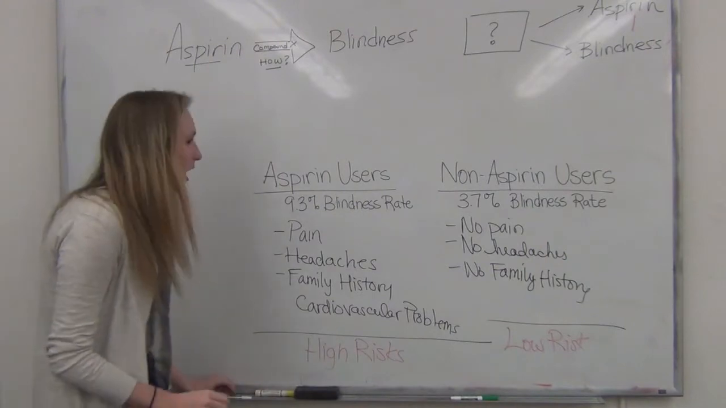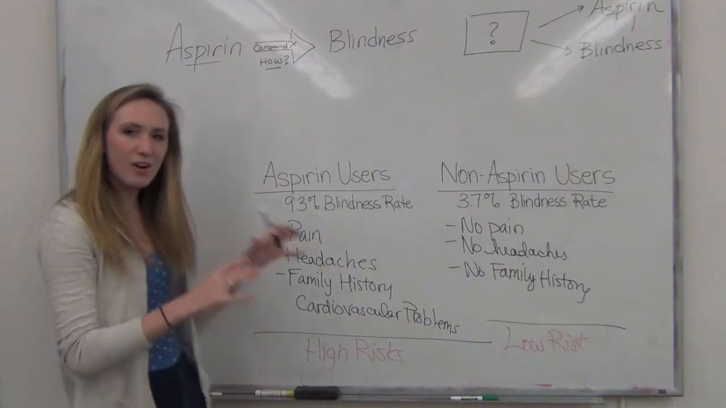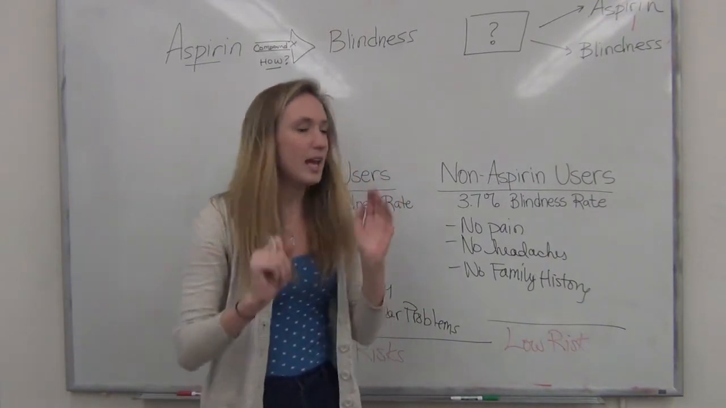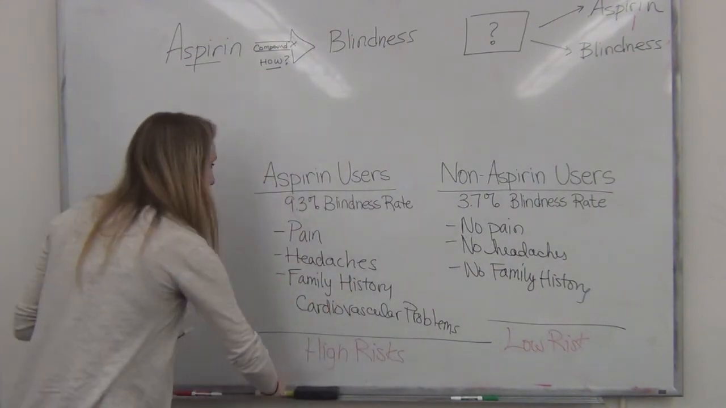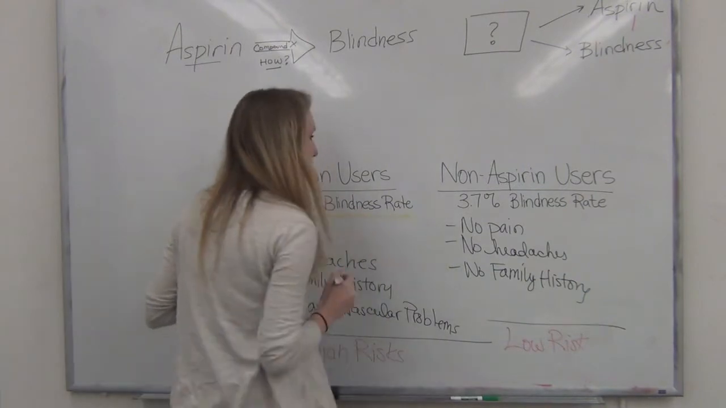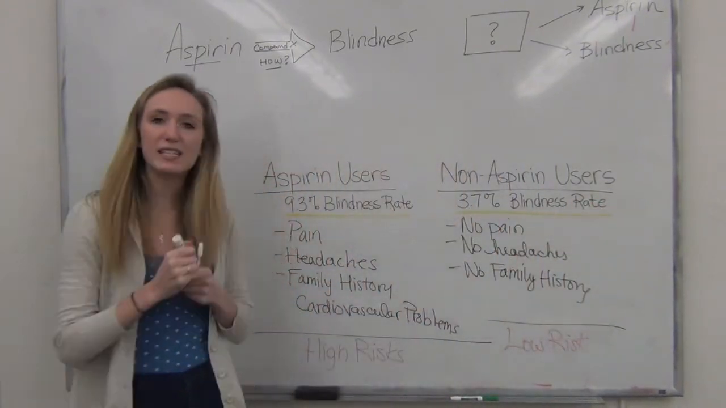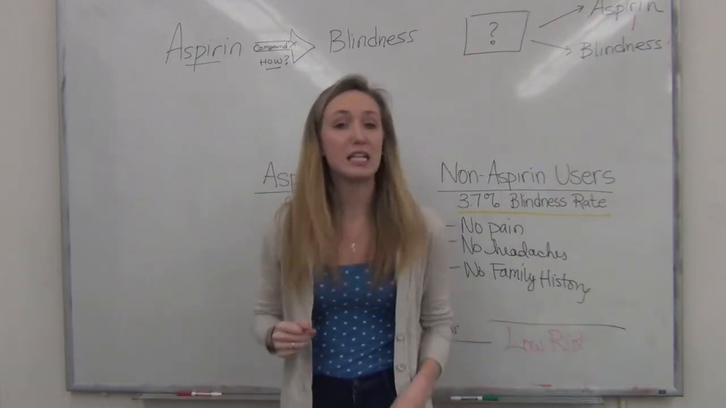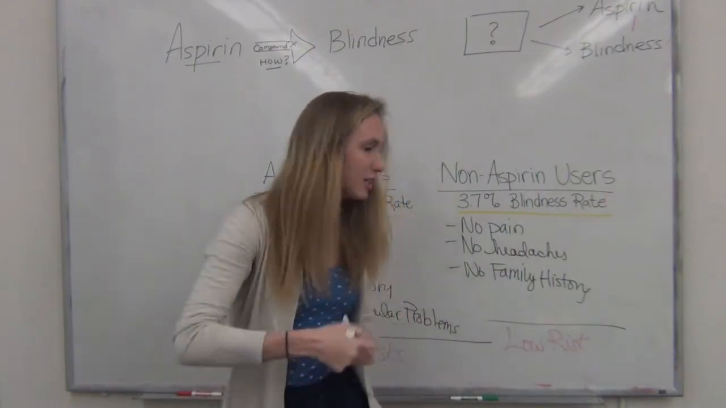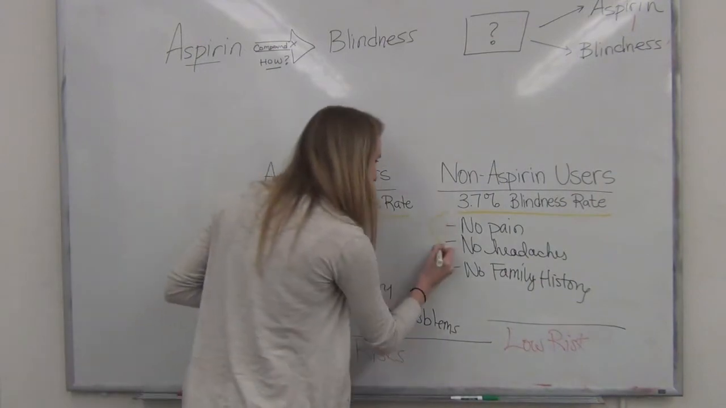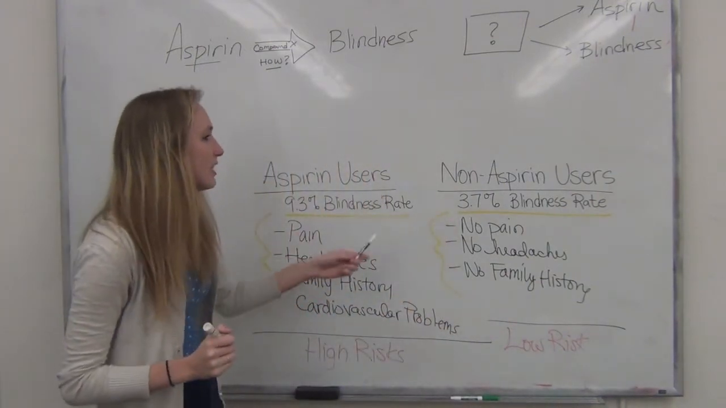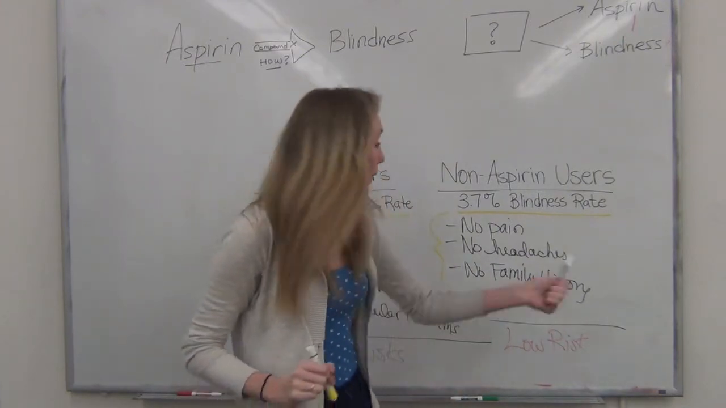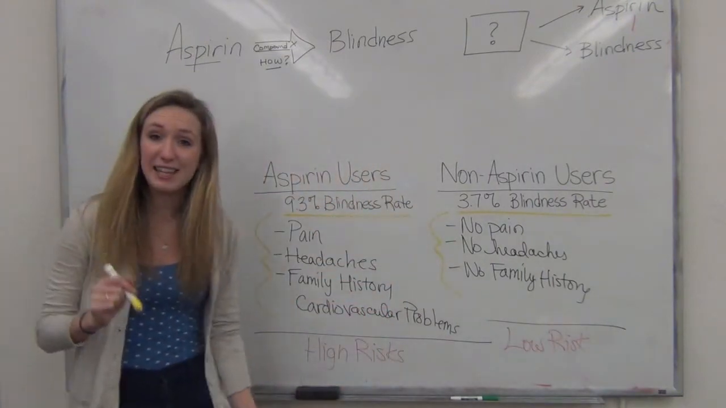So, because these two groups of people are inherently different, can we necessarily compare them directly? If we see that this rate that we see, 9.3% blindness rate and 3.7% blindness rate, can we directly pin that on aspirin? Sure, one difference between these two groups is that one took aspirin and one does not. But what else is different? All of these other things. Look at these other differences. Just because we see a difference in their blindness rate doesn't mean we can necessarily pin that directly on aspirin. We could be pinning it on any of these other variables that they differ in.